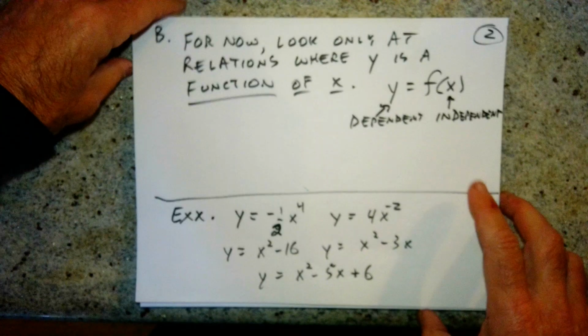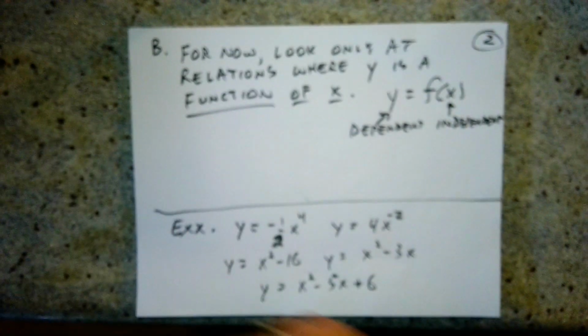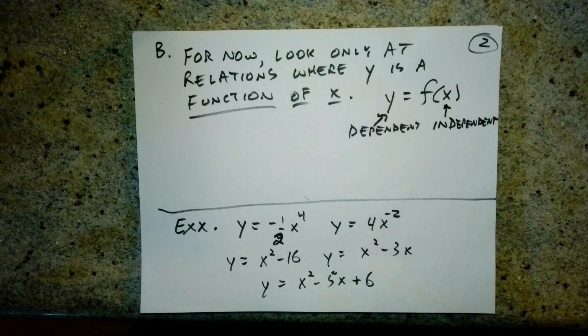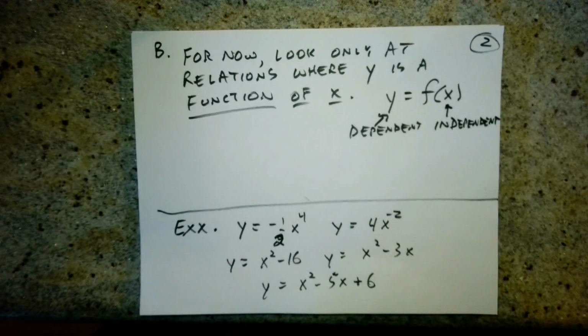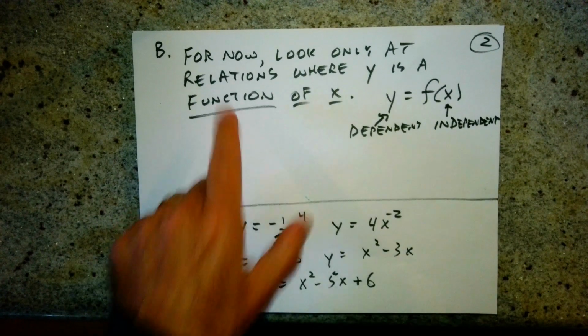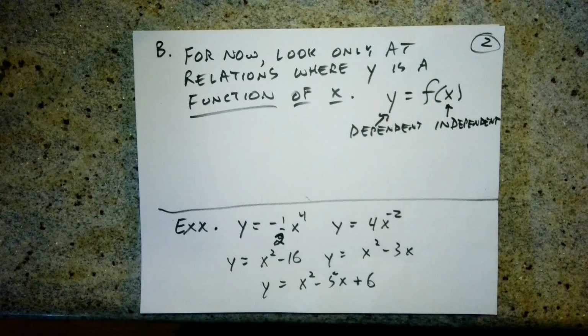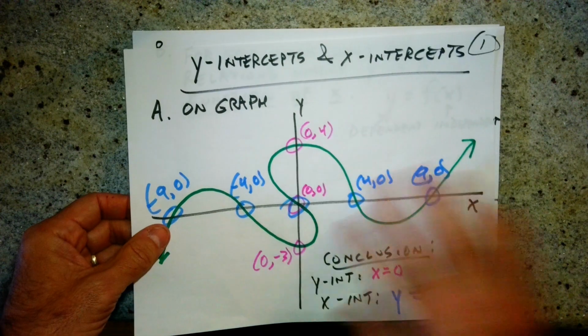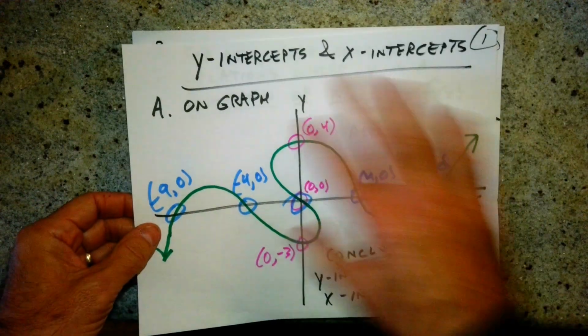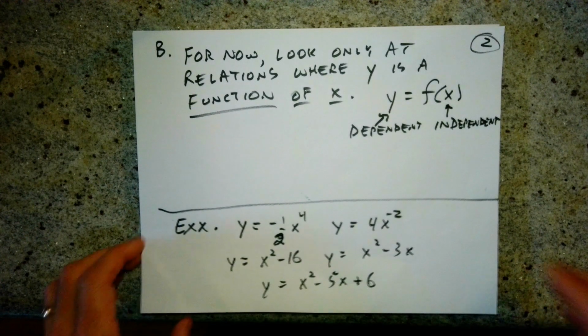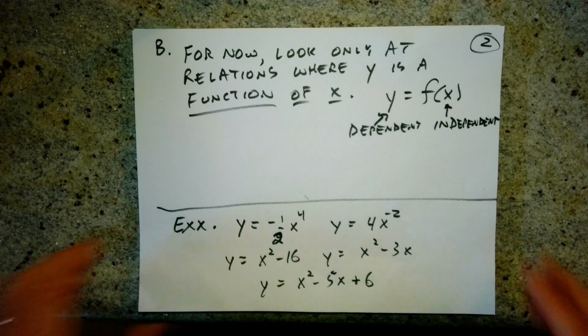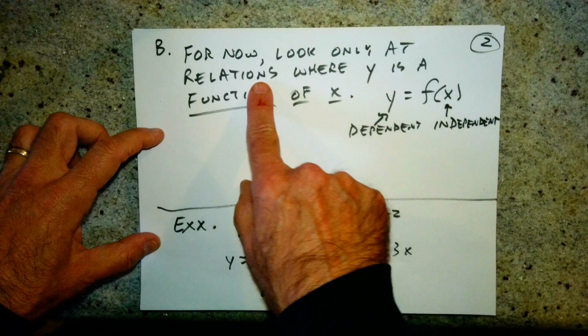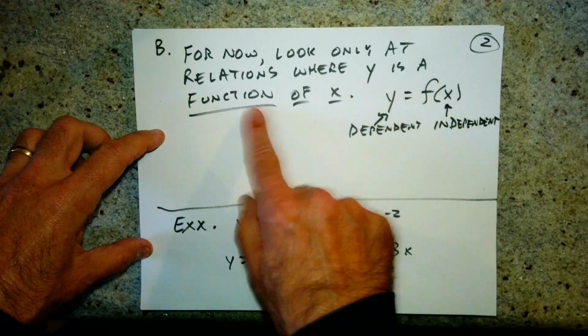But for now, since the large majority of what you do in high school math is where y is a function of x, we'll only look at relations where y is a function of x. Here, y is not a function of x, but they still relate to each other. This is called a relation. A relation is any equation that has x's and y's in it, or any two variables, a relation between two variables. For now, we're only going to look at a special subset of relations where y is a function of x.